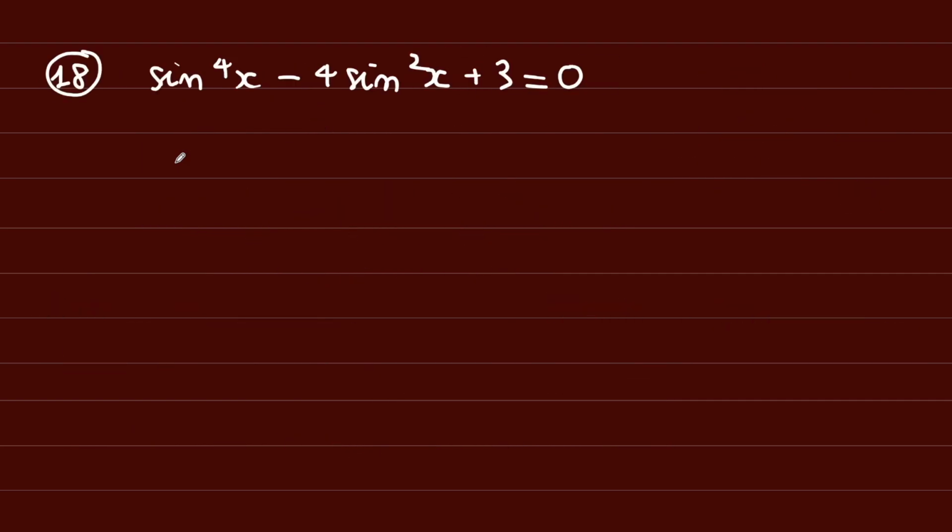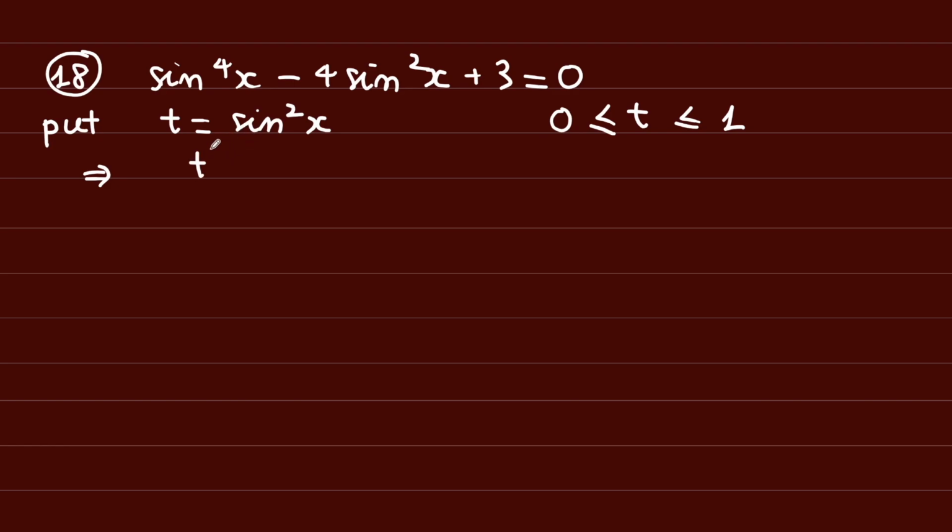The next one is question 18. One more time, you have sine to the power of 4 x minus 4 sine square h plus 3 equal to 0. So you know how to put that, right? Put t equal to sine square h, and be very careful about the value for t. You have t less than or equal to 1 and greater than or equal to 0. This is not -1 anymore. After putting this, the new form of the quadratic equation is t squared minus 4t plus 3 equal to 0.